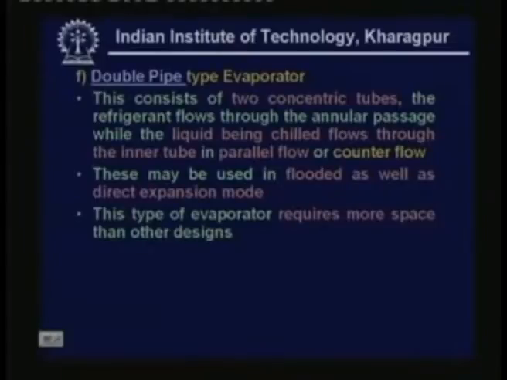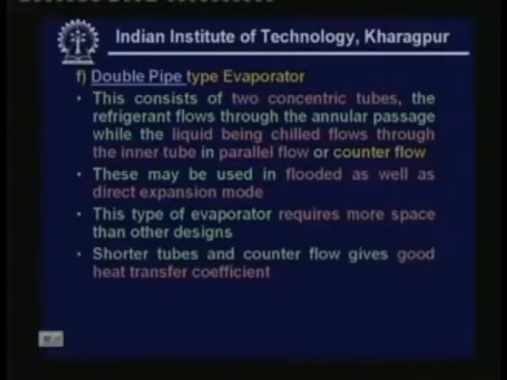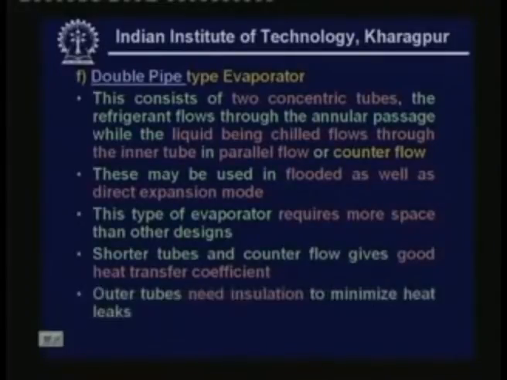This type of evaporator requires more space than other designs. Shorter tubes and counter flow give a good heat transfer coefficient. And the outer tubes need insulation to minimize heat leaks. Insulation is required because the refrigerant flows through the annular space, and the refrigerant temperature is much lower than the ambient temperature. So to reduce heat leaks, you have to insulate the outer tubes.